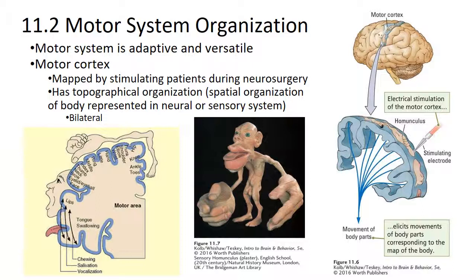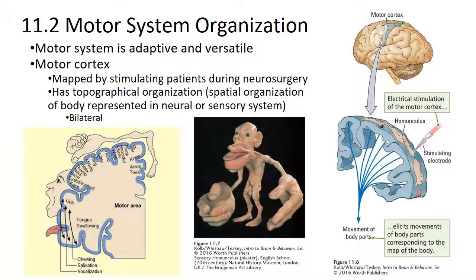Researchers have mapped out the motor cortex by stimulating patients during neurosurgery. If someone is getting neurosurgery and their brain is already exposed, a lot of times researchers will take this opportunity to learn a bit more about the brain, and this is in waking surgeries. So the patient is awake, their brain is exposed, and they'll stimulate different areas of the motor cortex and see what body part moves during that time.